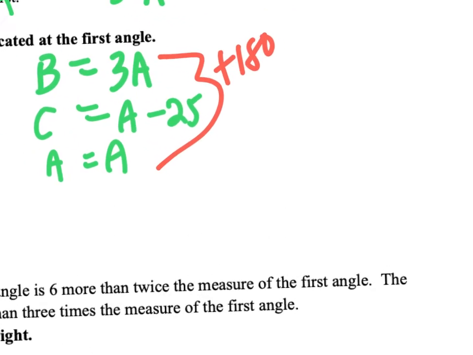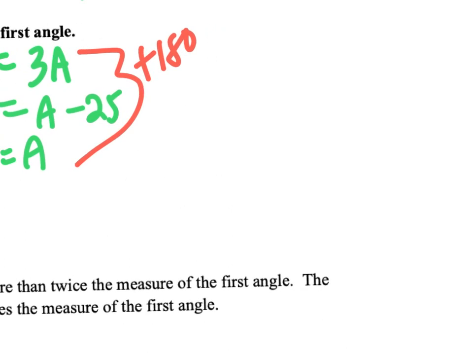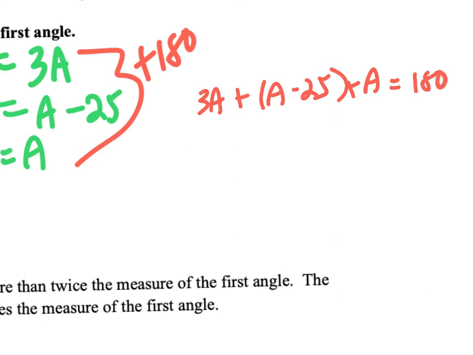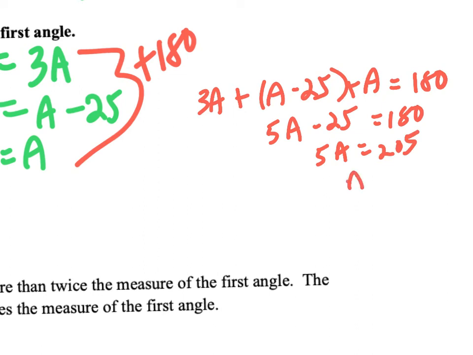So I'm going to create an equation where I add all three expressions. I have 3a plus a minus 25 plus a equals 180. Now I'm going to combine my like terms. 3a plus a plus a gives me 5a minus 25 equals 180. I'm going to add 25 on both sides. So I get 5a equals 205. And so a should equal 41. So a equals 41 degrees.